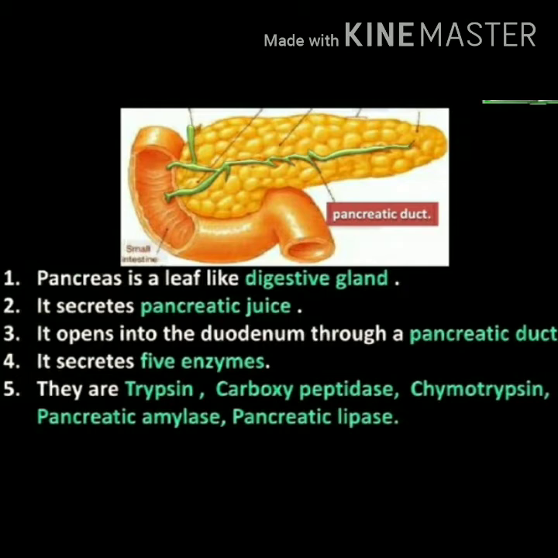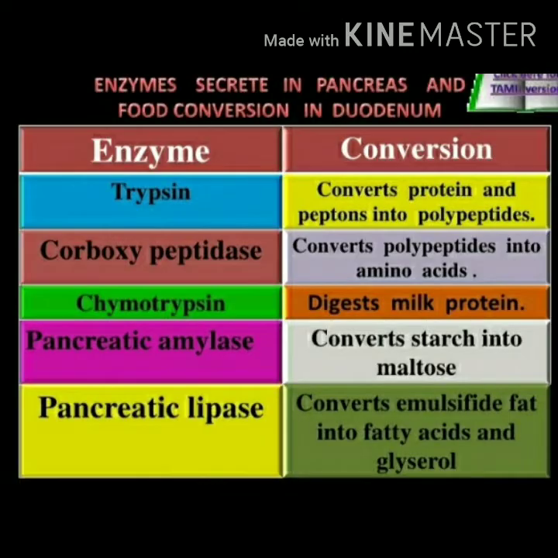Okay, and next is pancreatic juice. Pancreatic juice secretes five enzymes: first is trypsin, chymotrypsin, carboxypeptidase, pancreatic amylase and pancreatic lipase. Now we discuss the function of those enzymes. On the left side the enzyme name is there, and on the right side of the table is how it converts into simple forms.